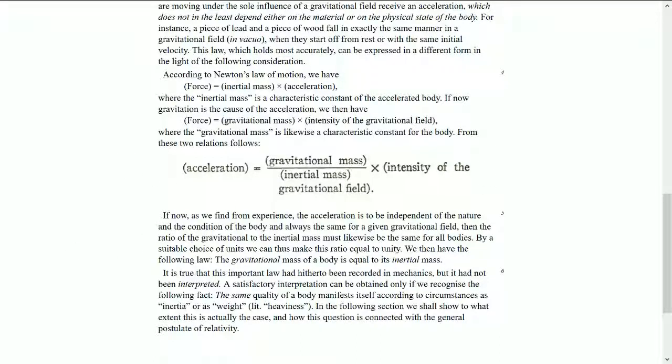So here's his new equation, which is, why do we need it? I don't know why, but he seemed to think we do. Well, it does indicate the geometry of the space, of the gravitational shortening and gravity wells within space. But then he says, if now, as we find from experience, the acceleration is to be independent of the nature and the condition of the body, and always the same for the given gravitational field, then the ratio of gravitational to the inertial mass must likewise be the same for all bodies. The gravitational mass of a body is equal to its inertial mass.